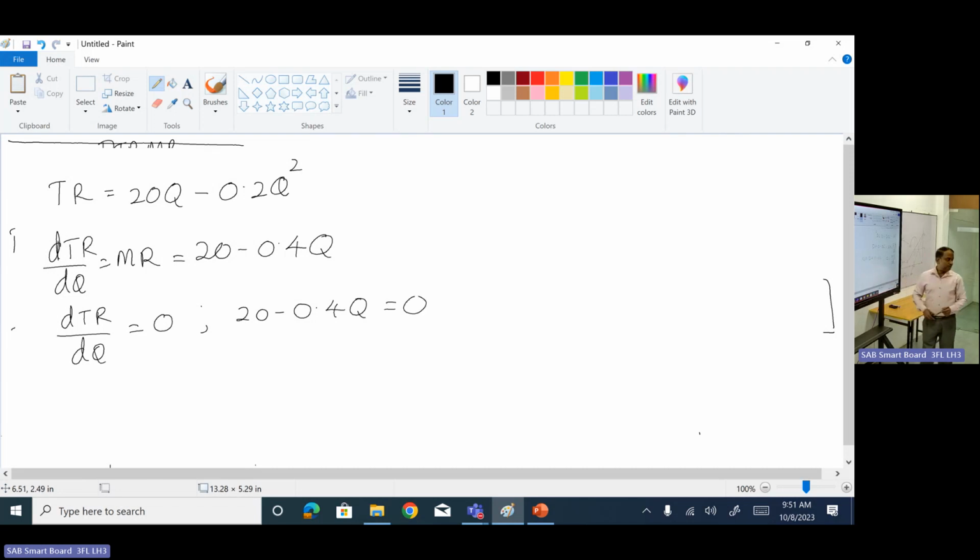We need to find the output level. So you can tell me the answer. 20 divided by 0.4 is 50. So the output level is 50.